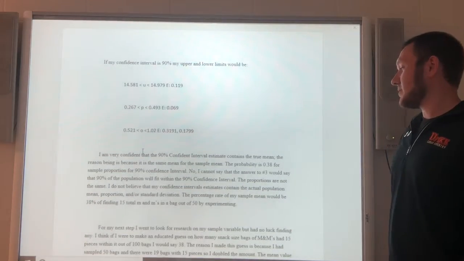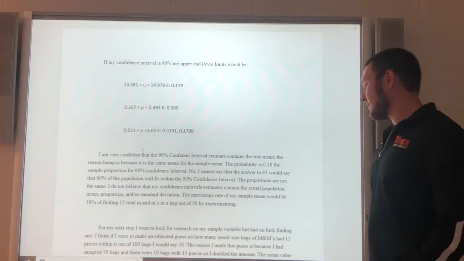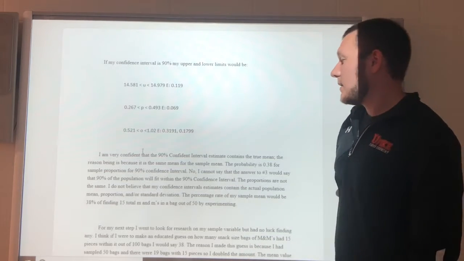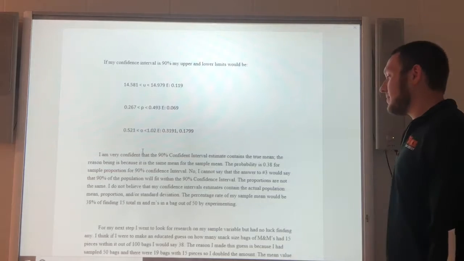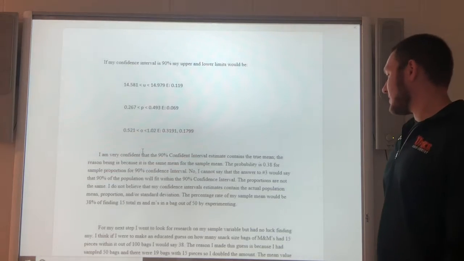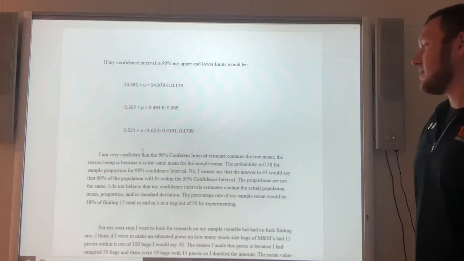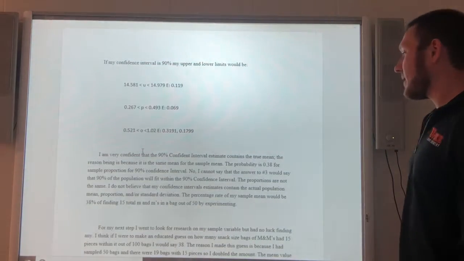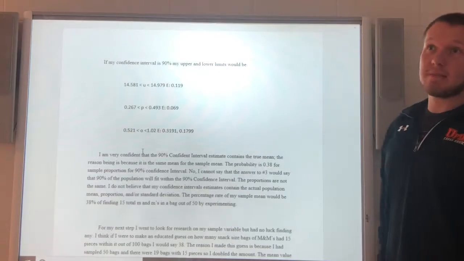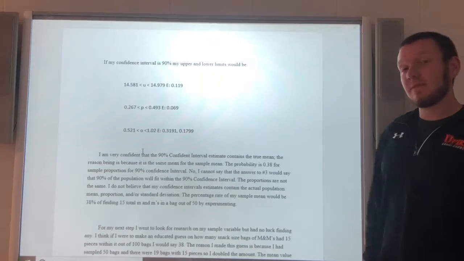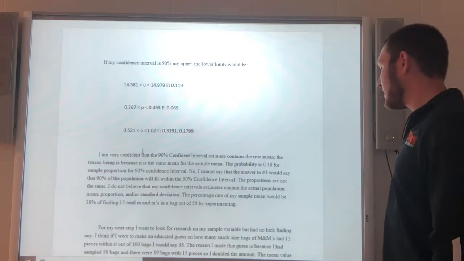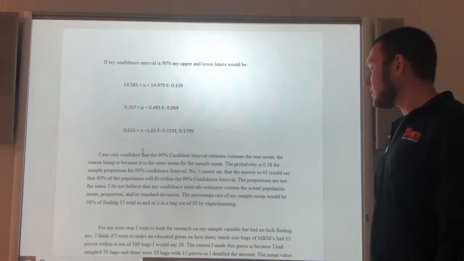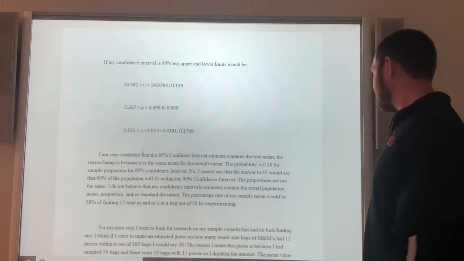For my next step, I went on to look for research on my sample variable, but had no luck finding any. If I were able to make an educated guess at how many snack bags of M&Ms had 15 pieces in it, out of 100, I would say 38. How did I get this? Out of 50 bags, 19 had 15 pieces of M&Ms in them, so I just doubled the amount to get 38 out of 100.